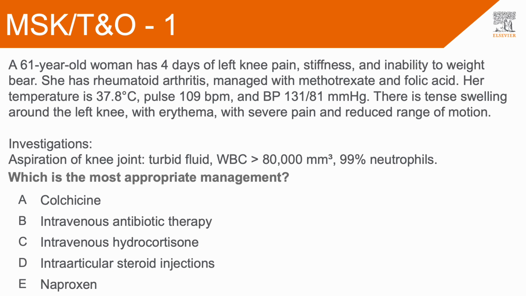Investigations are performed, including aspiration of the knee joint, which demonstrates turbid fluid, white blood cell count over 80,000 per cubic millimeter, and 99% neutrophils. Which is the most appropriate management? A. Colchicine. B. Intravenous antibiotic therapy. C. Intravenous hydrocortisone. D. Intra-articular steroid injections. Or E. Naproxen. I'll just give you a few moments to think about the correct answer.